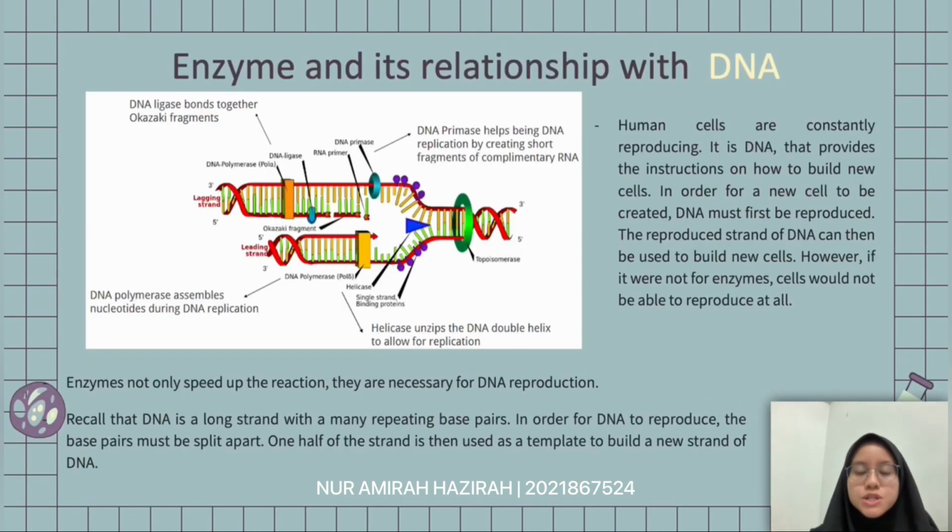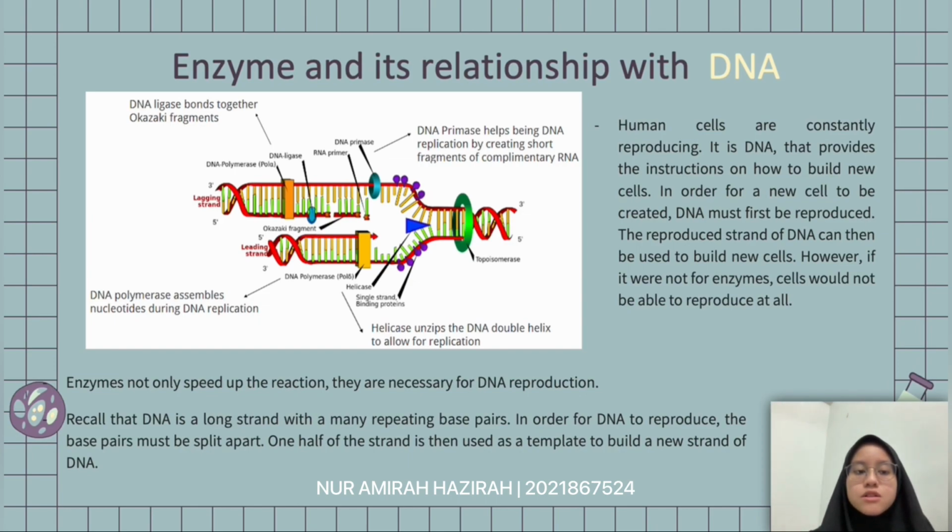Enzymes and their relationship with DNA. Human cells are constantly reproducing. It is DNA that provides the instructions on how to build new cells. In order for a new cell to be created, DNA must first be reproduced. The reproduced strand of DNA can then be used to build new cells. However, if it were not for enzymes, cells would not be able to reproduce at all. Enzymes not only speed up the reaction, they are necessary for DNA reproduction.